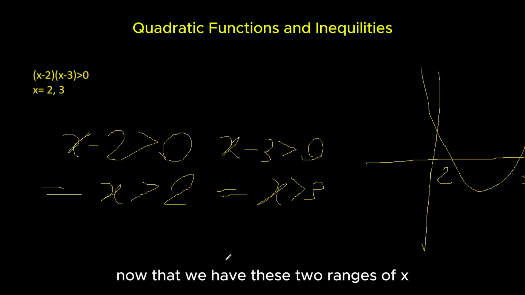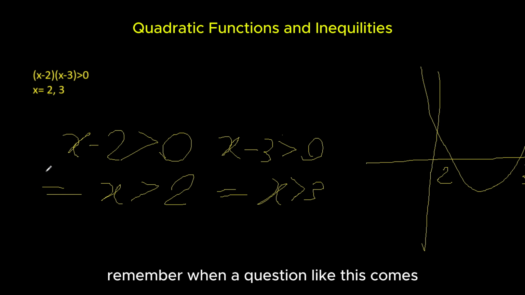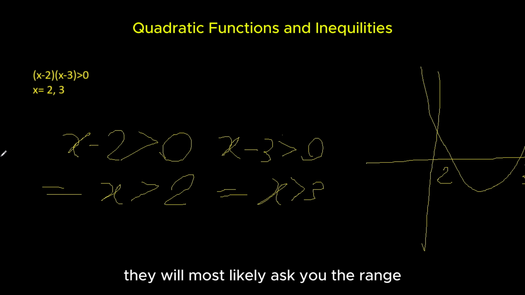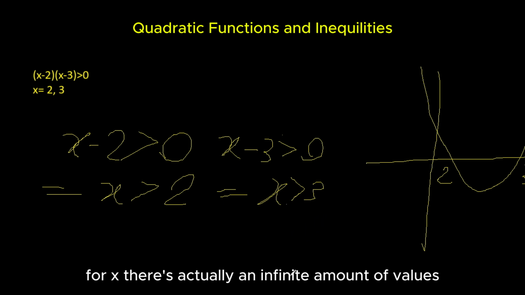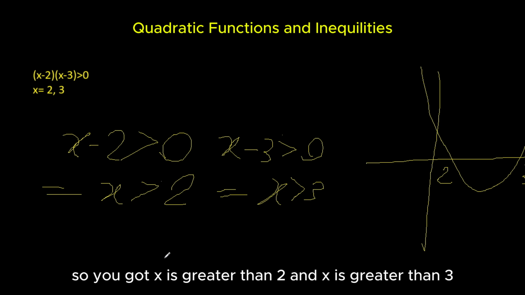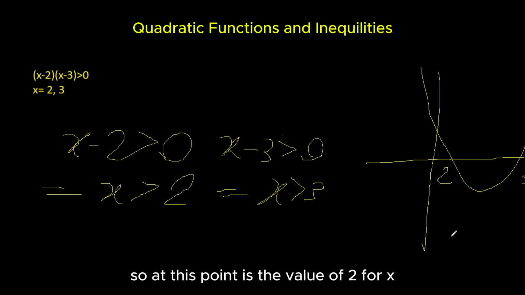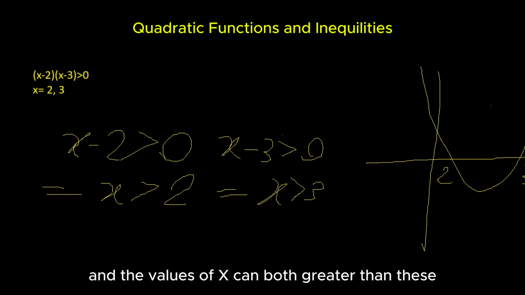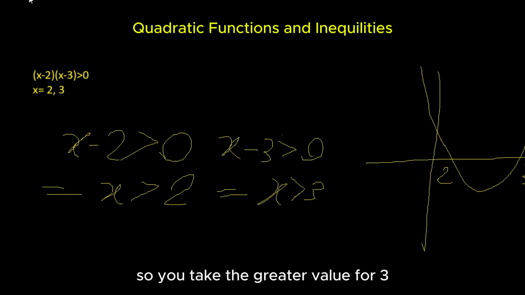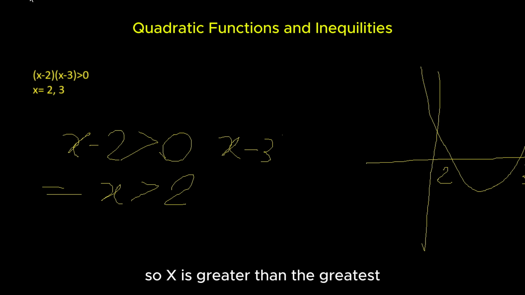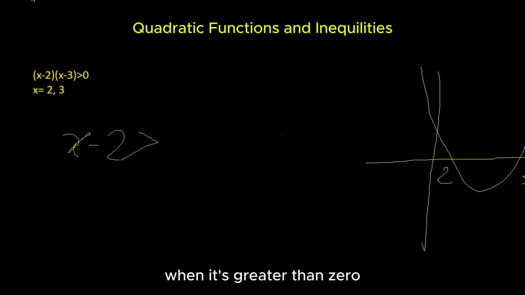Okay, now that we have these two ranges of x, remember, when a question like this comes, they will most likely ask you the range for values of x, not the exact value, because there's normally an infinite amount of values for x. So you got x is greater than 2 and x is greater than 3. So at this point is the value of 2 for x, and at this point is the value of 3, and the values of x can both be greater than these. So you should take the greater value, which is 3. So x is greater than the greatest.